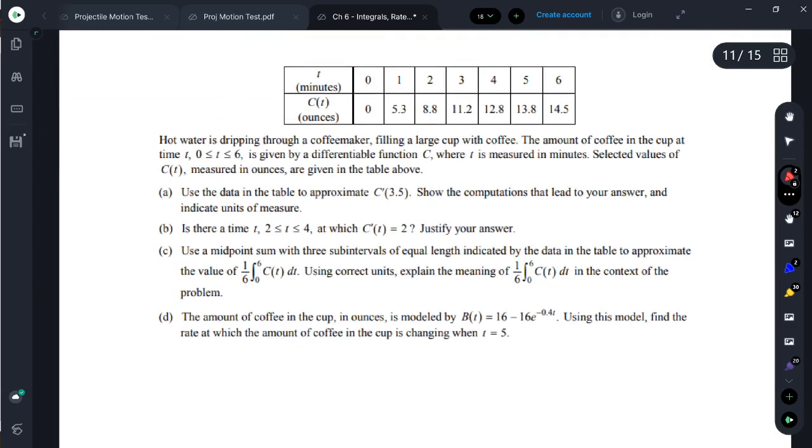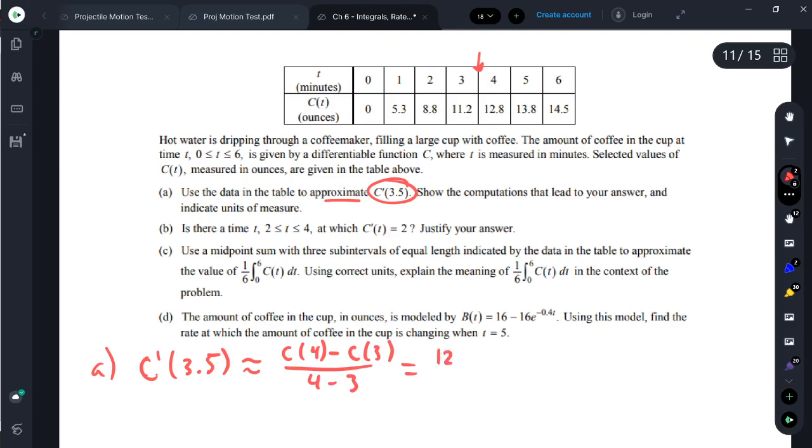Okay, our next FRQ is a table question. First off, they want us to use the data in the table to approximate C prime of 3.5. So anytime we're approximating a derivative on a table, that's always f of b minus f of a over b minus a. Now 3.5 would be about here. So we're going to go C of 4 minus C of 3 over 4 minus 3. It's going to be 12.8 minus 11.2 over 4 minus 3. We can use our calculator for that, and we are going to get 1.6.